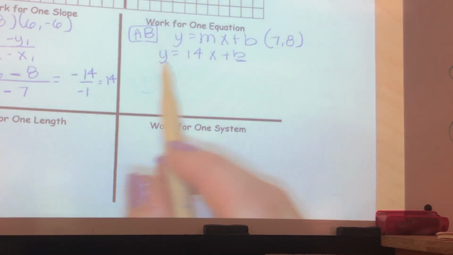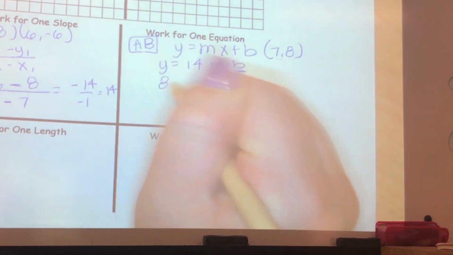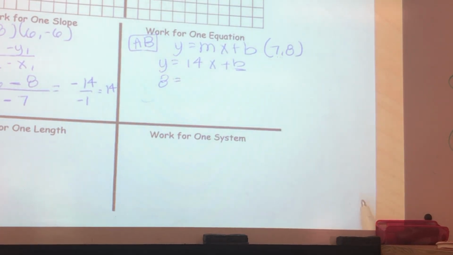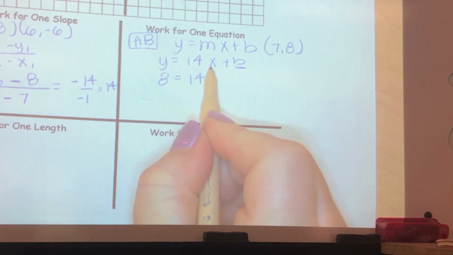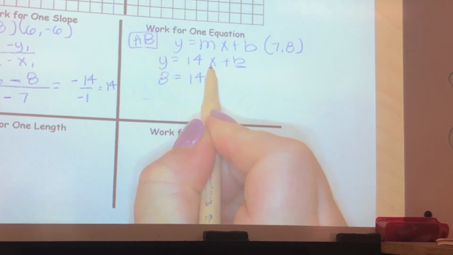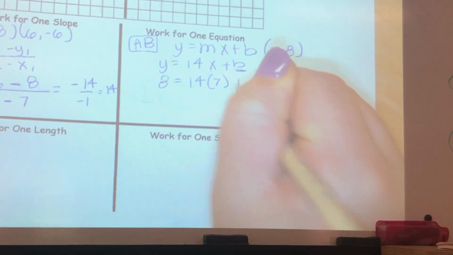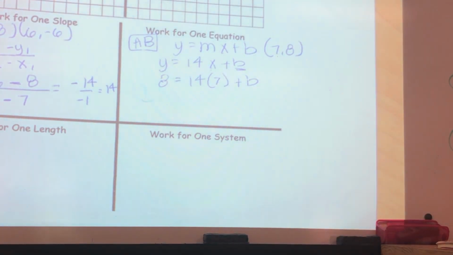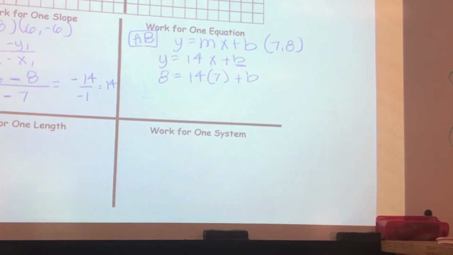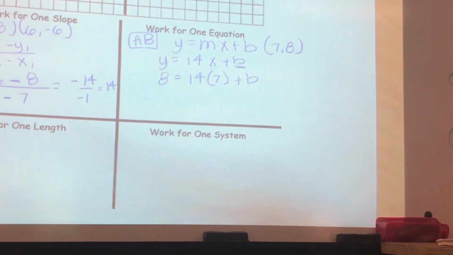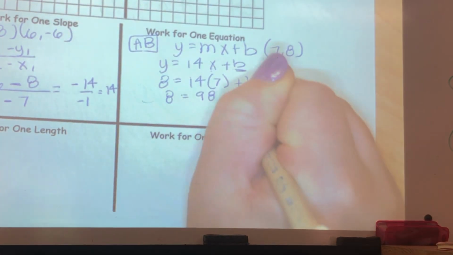I'm going to replace the y value with the y in my ordered pair. So instead of y equals, I'm putting 8 equals. I write my slope again. Now I'm going to replace my x. Instead of 14 times x, it's 14 times my x value, which was 7. Now in my calculator, I would do 14 times 7, and I got a positive 98.